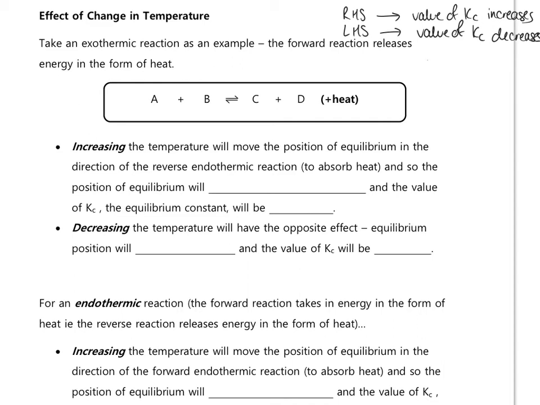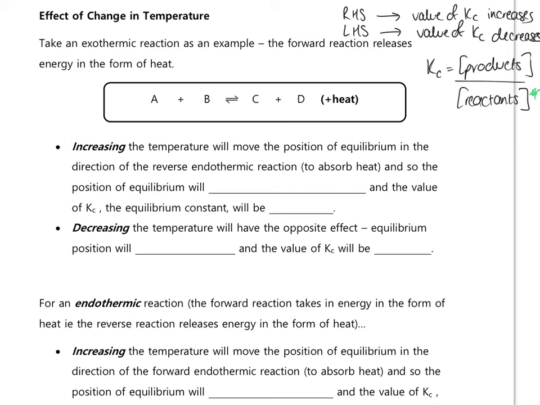Because remember, Kc is essentially products over reactants. Concentration of your products over the concentration of your reactants. Obviously we have to split them up and raise them to the power of their balancing number, but that's a simplified version of Kc. So if my equilibrium shifts to the right hand side, I'm going to be increasing the concentration of my products. It's on the top of my fraction, so my value of Kc is going to get bigger. But if I shift the equilibrium to the left hand side, the concentration of my reactants is going to increase, therefore lowering the value of Kc because it's on the bottom of your fraction.